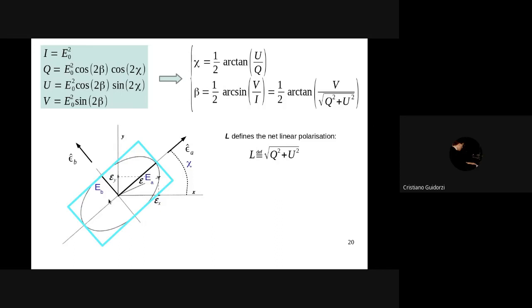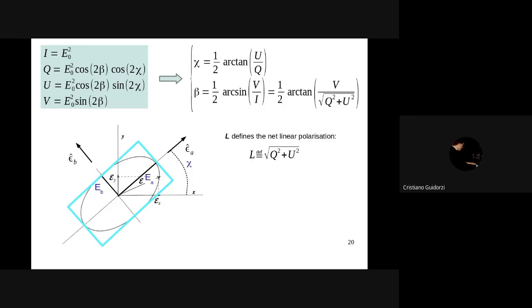In the most general case, beta is no more necessarily 0, but is, for example, 40 degrees or 45 degrees. Because if beta is 45 degrees, you see that both components, EB and EA, are equal. So in that case, L is 0. Linear polarization is 0. It means that there is no preferred direction between A and B.